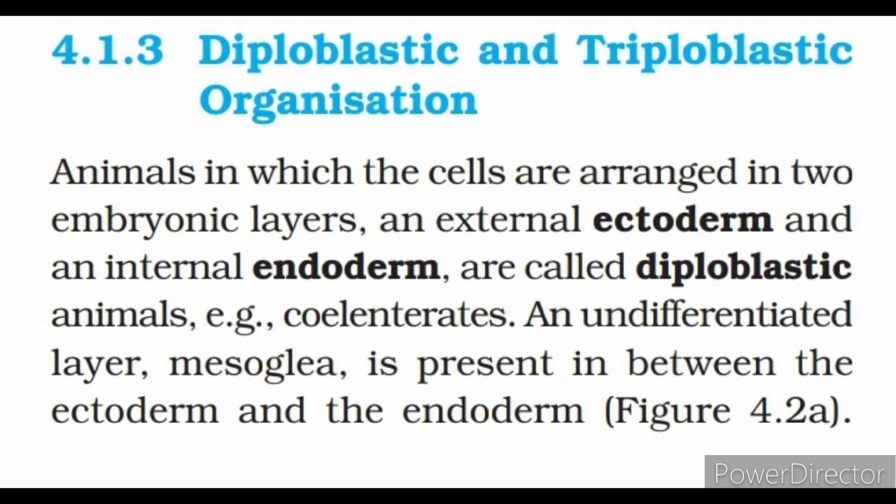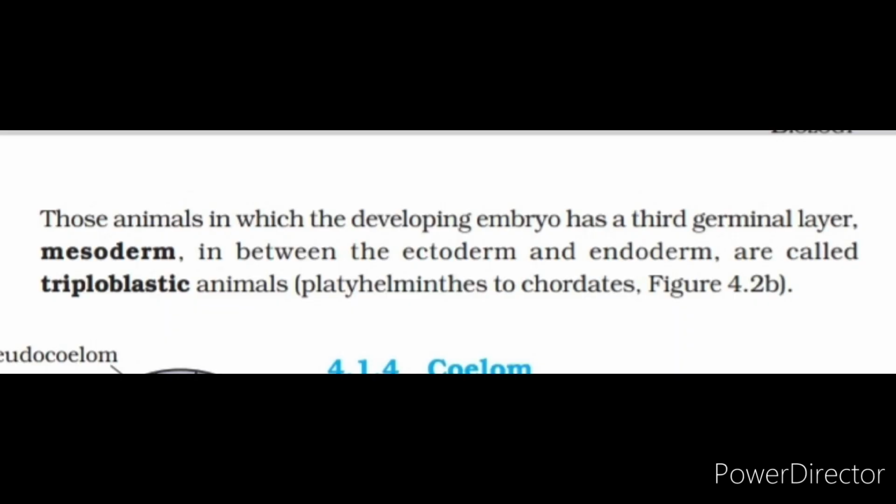Animals in which the cells are arranged into embryonic layers, an external ectoderm and an internal endoderm, are called diploblastic animals, example, coelenterates. An undifferentiated layer, mesoglea, is present in between the ectoderm and the endoderm. Those animals in which the developing embryo has a 3rd germinal layer, mesoderm, in between the ectoderm and endoderm, are called triploblastic animals, platyhelminths to chordates.